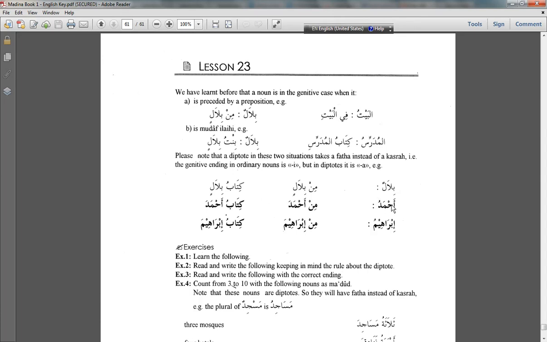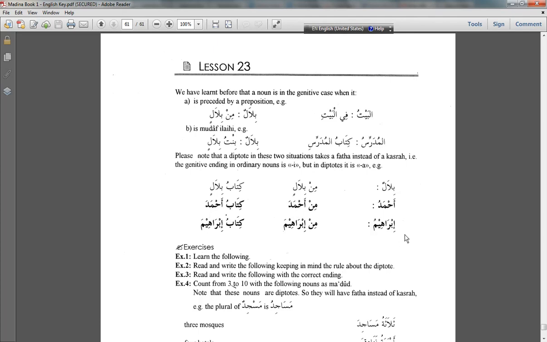Here in bold we have Ahmadu, which is a diptote, min Ahmada, Kitabu Ahmada. So min is harful jar, but because this is ghayr munsarif, it will take a fatha instead of a kasra. Kitabu Ahmada. Ahmad is mudaf ilayh, and a normal noun will take a kasra, but instead this will take a fatha.